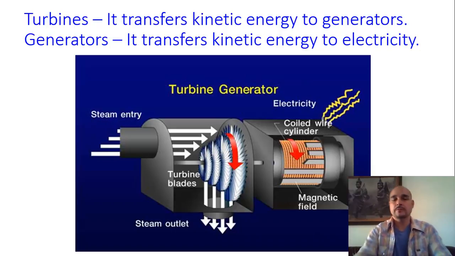And the generator has a bunch of coiled copper wires and magnets inside, and what they do is they create an electric current, and this electric current is making electricity. So a generator is taking kinetic energy and it's transferring it into electrical energy, electricity.